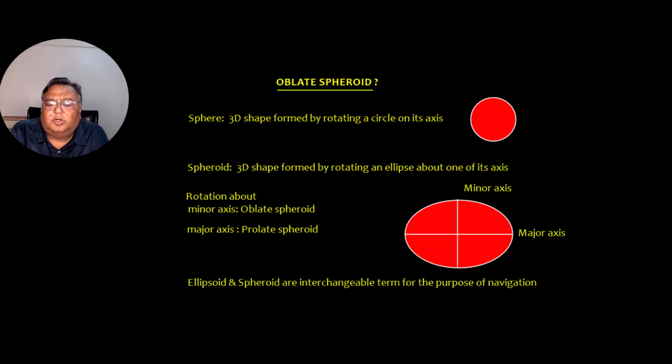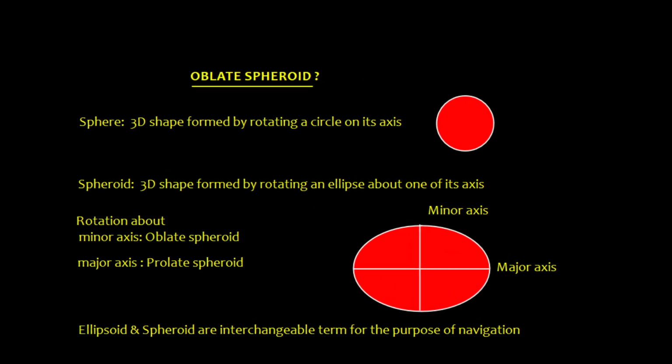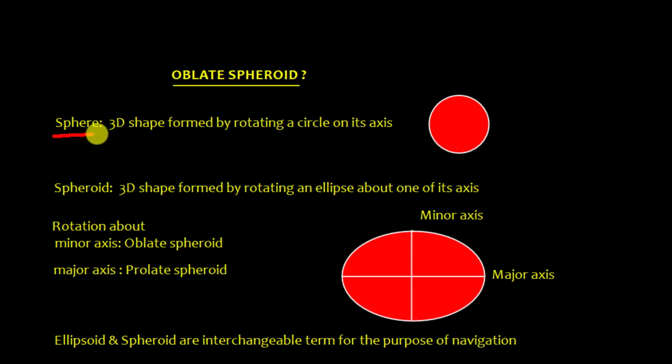Now you may wonder what an oblate spheroid is. If you have a sphere, how do we call it a sphere? It is a 3D shape which is formed by rotating a circle on its axis. So this is the circle, and the circle has this axis. Let me choose a color like this, and if I rotate the circle like this, I am going to get the sphere.